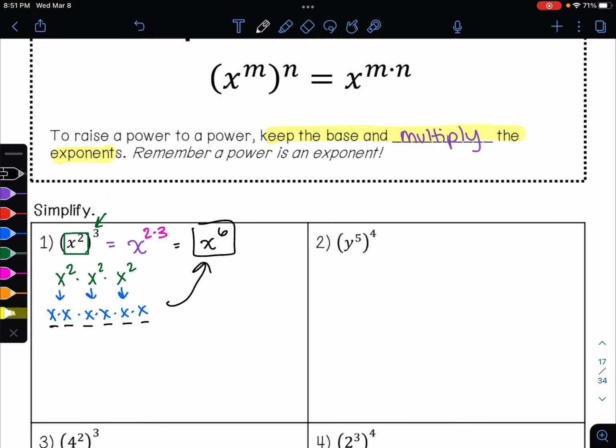So let's try this again with example 2. On example 2, what is my base? My base is y. My exponents are 5 and 4. So we're going to multiply 5 times 4. So that will give me y raised to the 20th power.